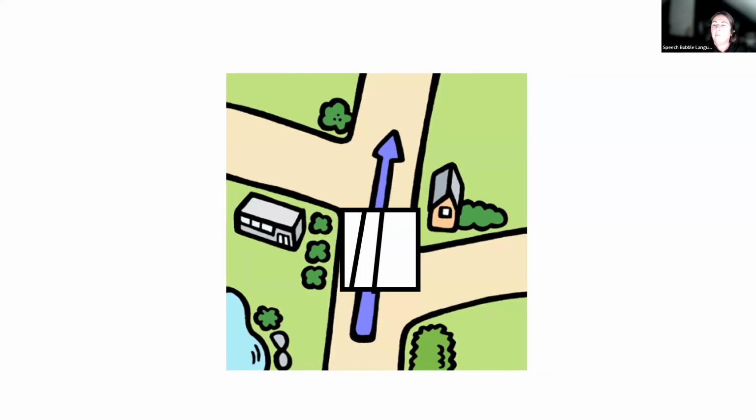Actually, we're not crossing at the street. We're crossing at the plaza, at the junction. Cruce la plaza. Sometimes some of the drawings are not just perfect. Cruce la plaza.